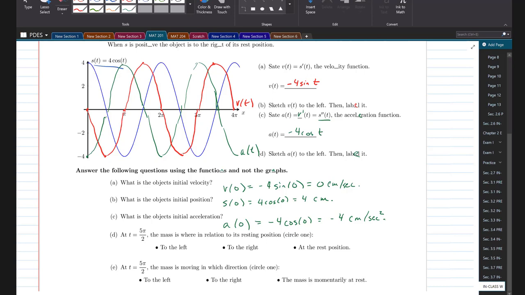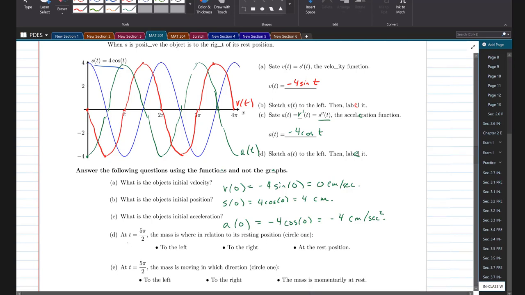We'll just do D, E, and F together. At time 5 pi over 2, where is the mass in relation to the resting position? You're going to find s of 5 pi over 2, which is 4 times the cosine of 5 pi over 2. The cosine of 5 pi over 2 is 0, so we get 4 times 0, which is 0. So we are at the rest position.